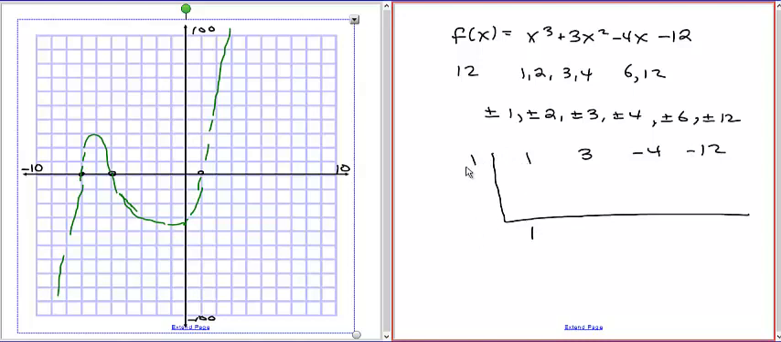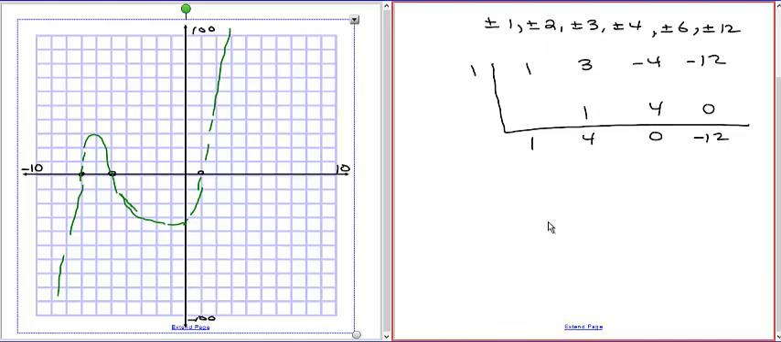Bring this 1 down. 1 times 1 is 1. 3 plus 1 is 4. 4 times 1 is 4. Negative 4 plus 4 is 0. 1 times 0 is 0. Negative 12. Okay, so that one didn't work.